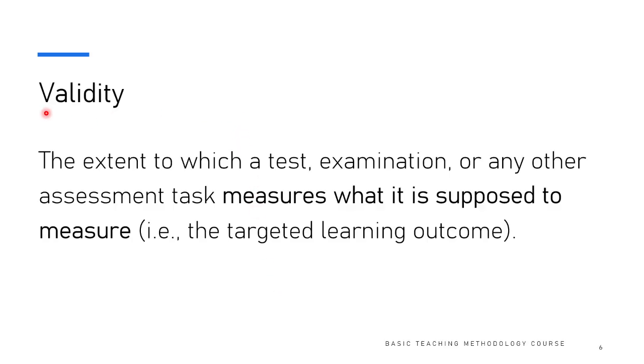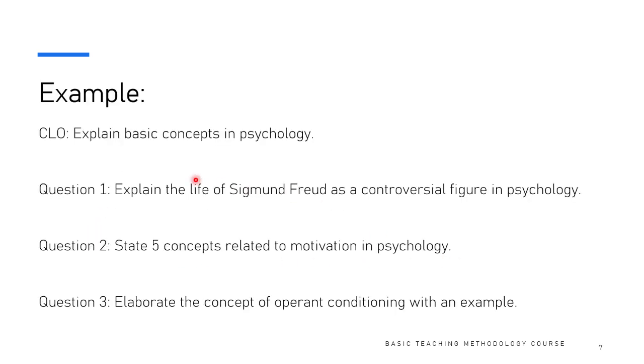Now, assessment should be valid or have high validity, and this refers to the extent to which a test, examination, or any other assessment task measures what it is supposed to measure, that is, the targeted learning outcome. Example, this CLO refers to course learning outcome. In a course, for example basic psychology, CLO 1 says that students should be able to explain basic concepts in psychology.